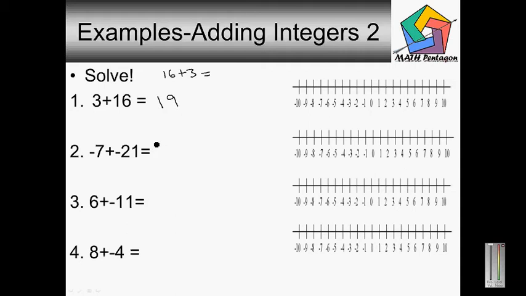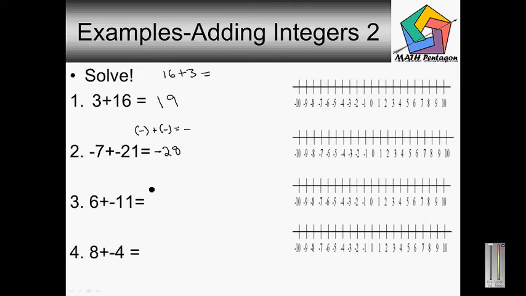Now we have two negative numbers, negative 7 plus negative 21. The rule is a negative plus a negative equals a negative. So our answer is going to have a negative. So we just look at that as 7 plus 21, and we have 28, and our answer would be negative 28.